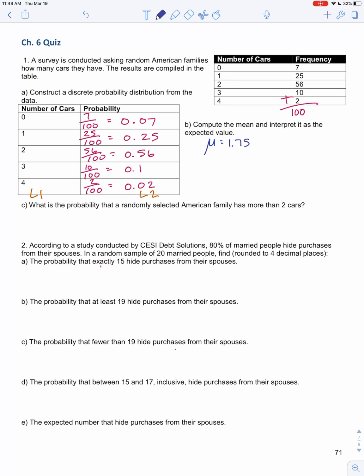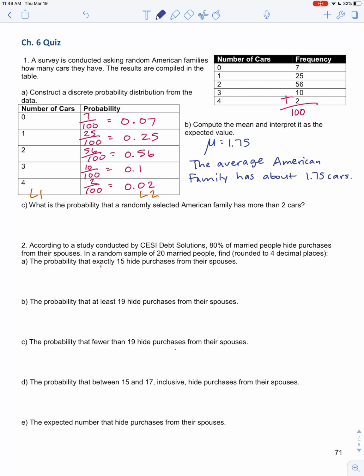So this is the expected value. I know that it is not a whole number, but remember that it is the average in the long run. So we could say something like the average American family has 1.75 cars. I know that there isn't such thing as a 0.75 car, but remember that's how expected value works. It's an average. So the average American family has about 1.75 cars.